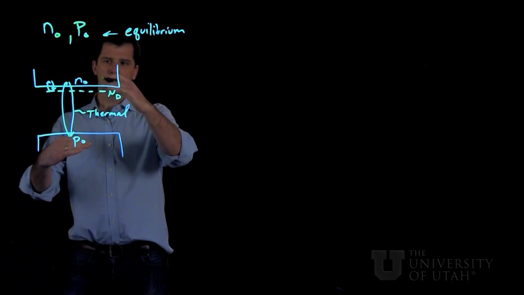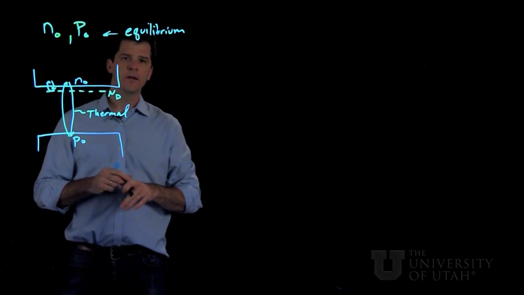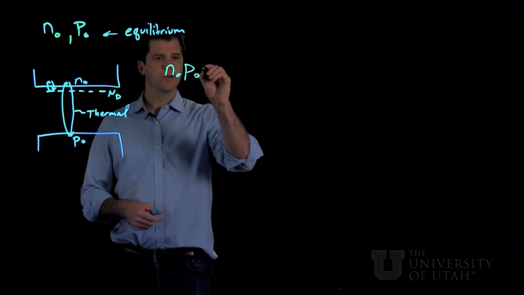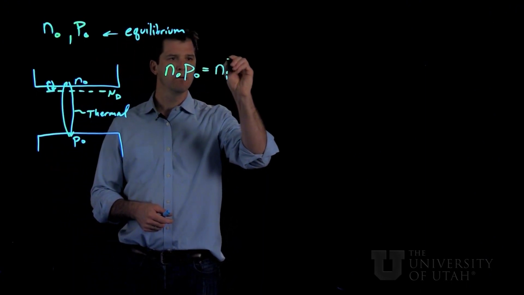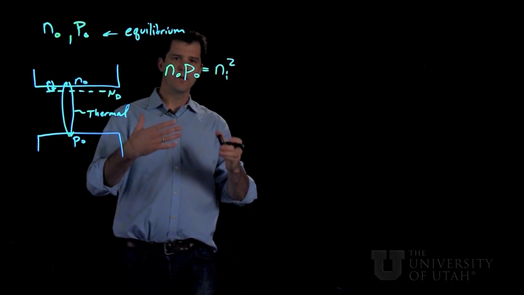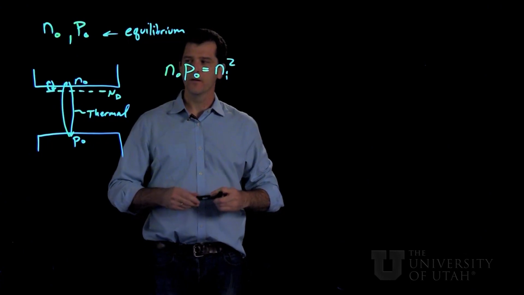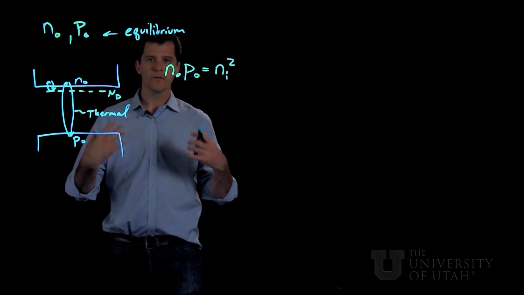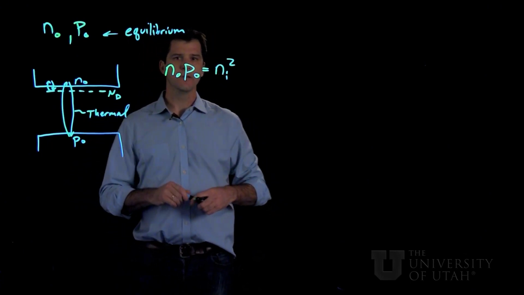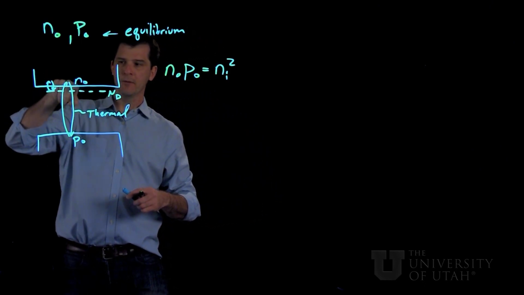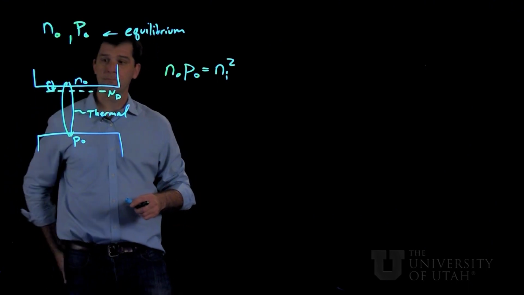And these equilibrium quantities, N naught and P naught, because we can write them in as the N naught P naught product being a constant, Ni squared, indicates that this is a situation of dynamic equilibrium. It's not static equilibrium. There's constant generation and recombination processes happening all the time.